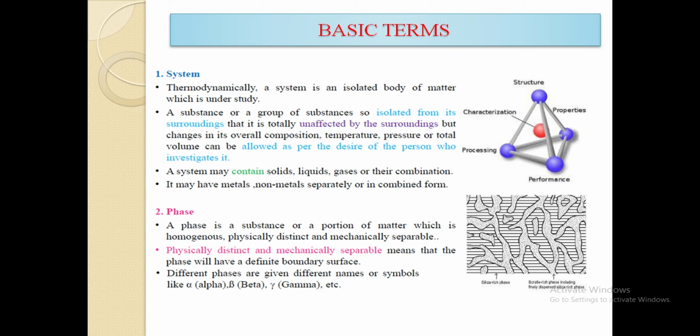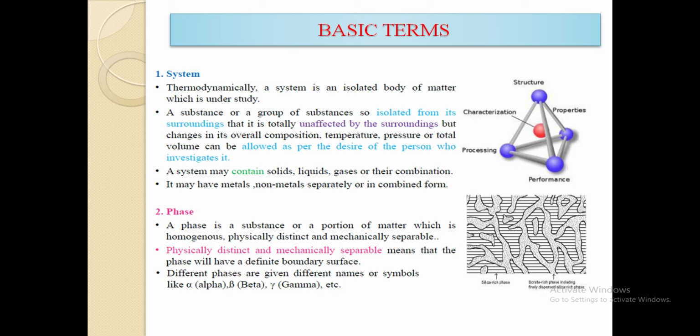A substance or a group of substances so isolated from its surroundings that it is totally unaffected by the surroundings, but changes in its overall composition, temperature, pressure, or total volume can be allowed as per the desire of the person who investigates it. A system may contain solids, liquids, gases, or their combination. It may have metals, non-metals, separately or in combined form.